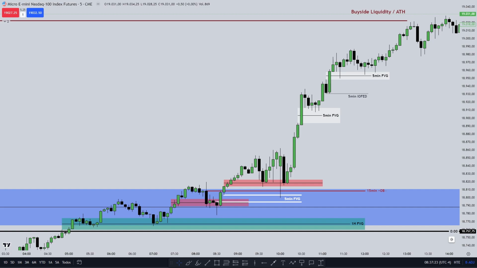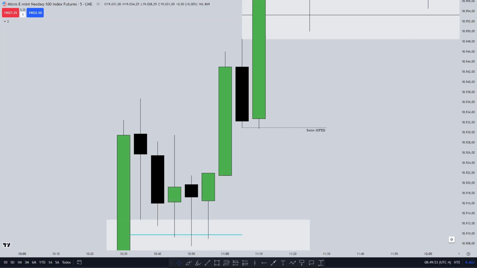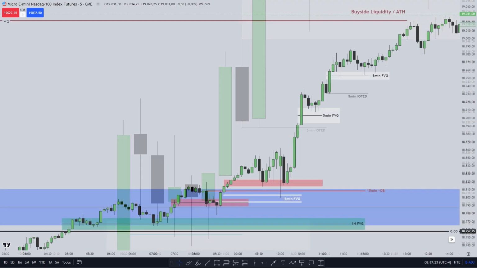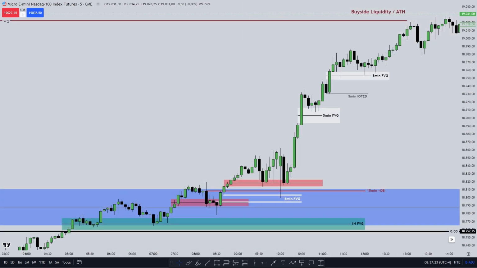It was followed by a 5 minutes institutional order flow entry drill, which is a partially filled FVG, in this case it was by a tick as you can see on this slide. Finally it ended up creating the new all-time high after visiting another fair value gap.